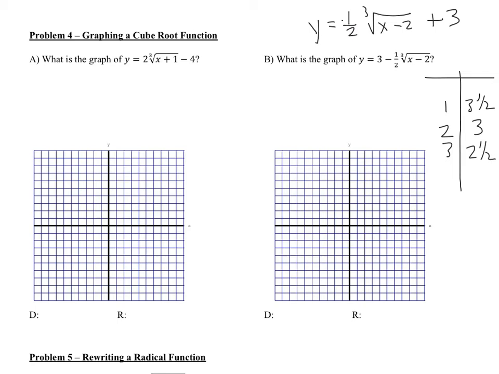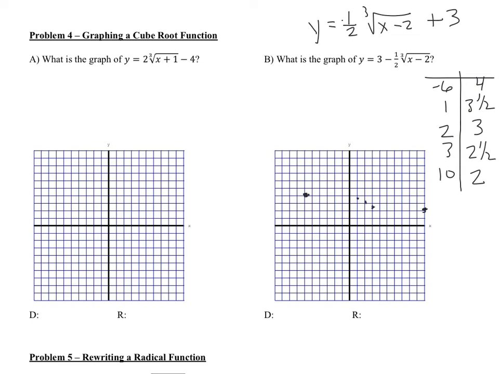Now I can also plug in negative 6 and 10. Why do those two work? If I plug negative 6 in, I can do negative 6 minus 2, which would give me a negative 8. Cubic root of negative 8 is negative 2. Negative 2 times negative 1/2 is positive 1 plus 3 would give me 4. And 10. 10 minus 2 is 8. Cubic root of 8 is 2. 2 times negative 1/2 is negative 1 plus 3 is 2. And I plot these points.